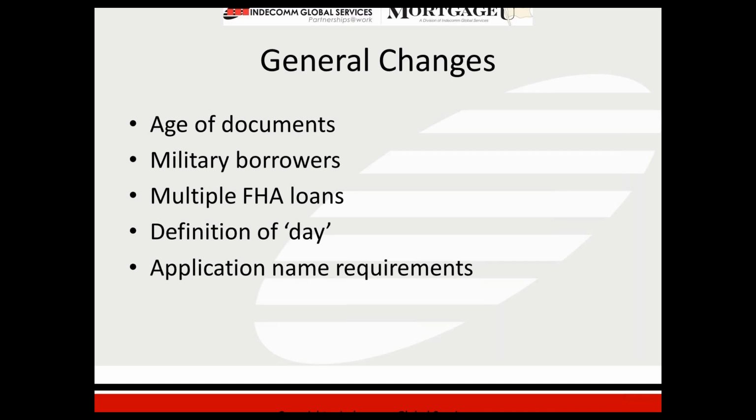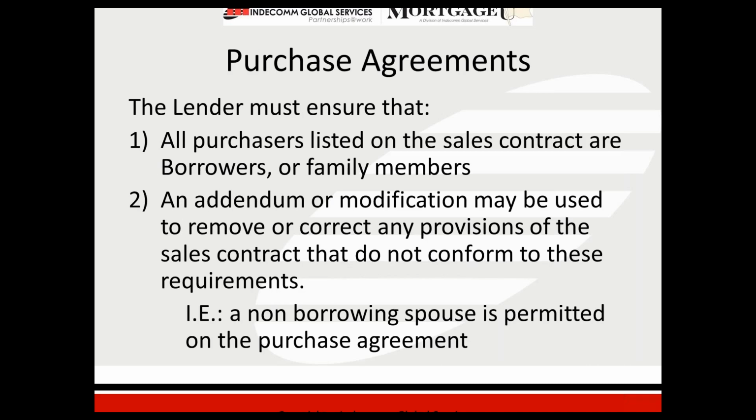Purchase agreements. You can look on page 2 of your job aid for the details that follow this slide. As a lender, you must ensure that all purchasers listed on the sales contract are borrowers or family members. An addendum or modification may be used to remove or correct any provisions of the sales contract that do not conform to these requirements of non-borrowing spouses permitted on the purchase agreement.